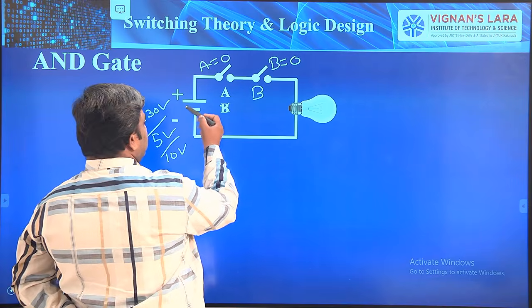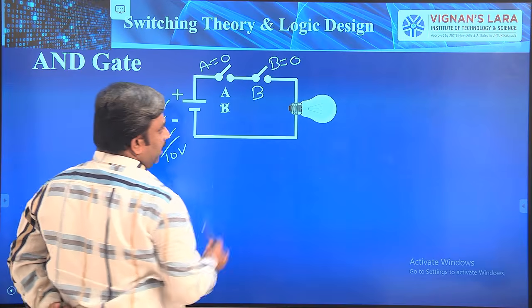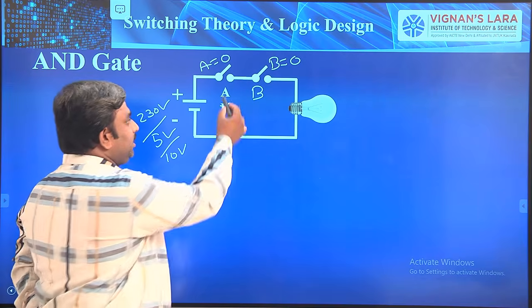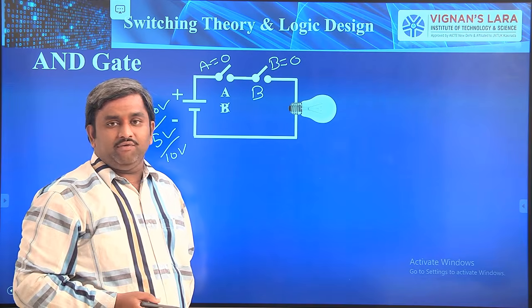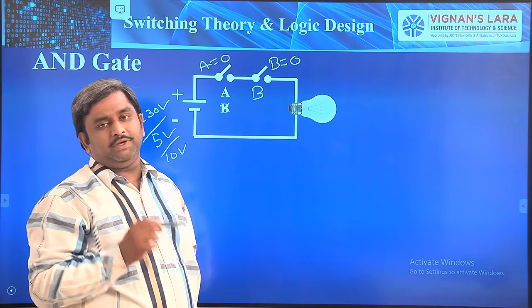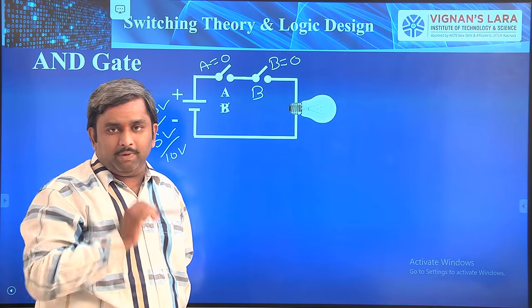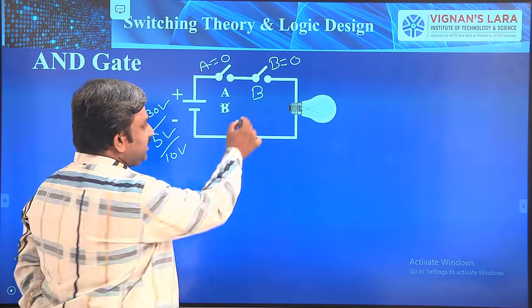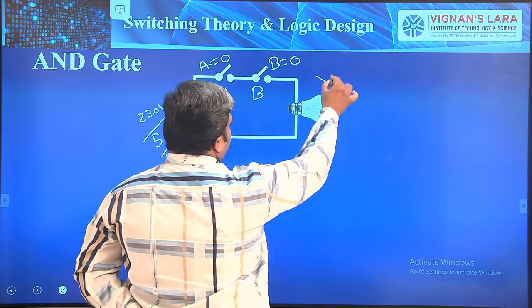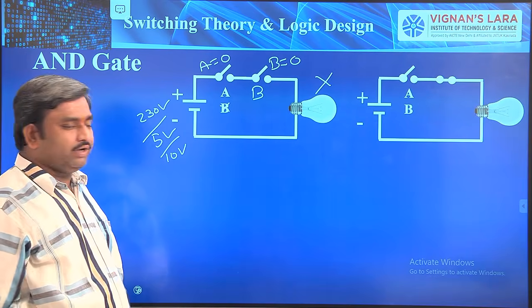Here, when this voltage goes to this bulb, whenever the A switch and B switch are shorted, that is, whenever the A switch is in on condition and the B switch is in on condition, then only the bulb is going to glow. So in this condition, the bulb is not in working condition.